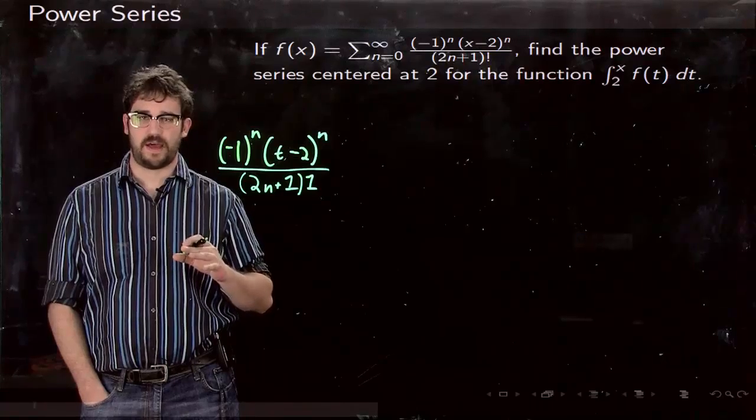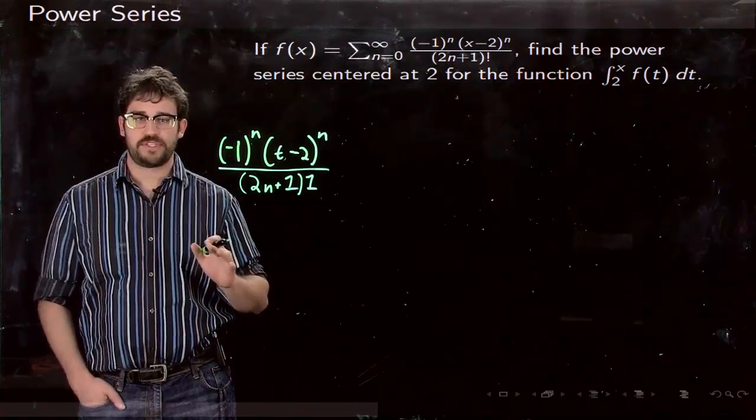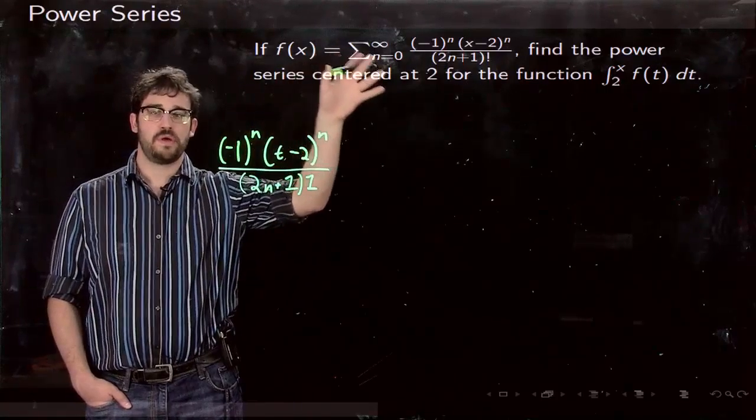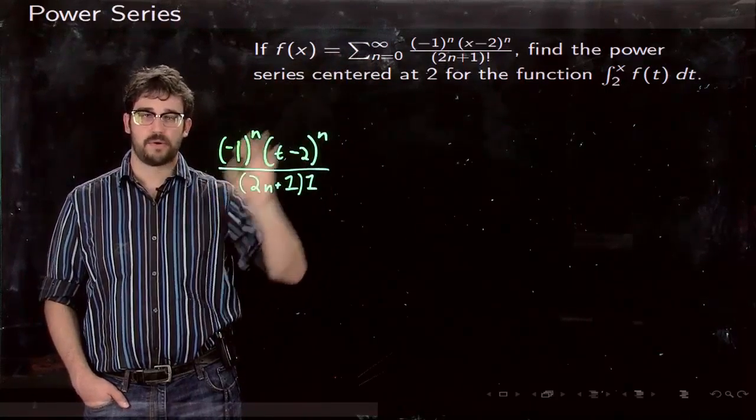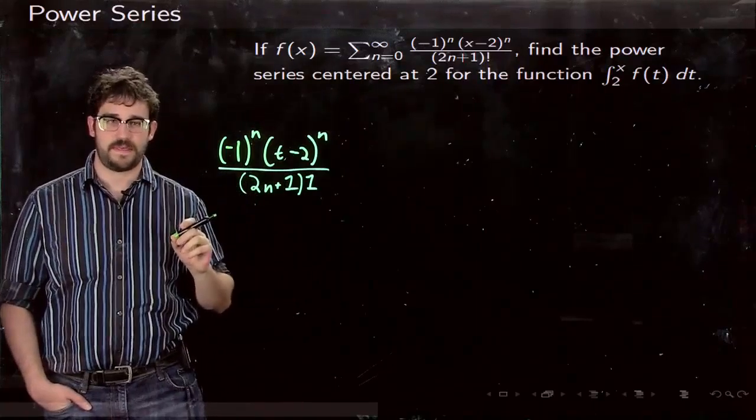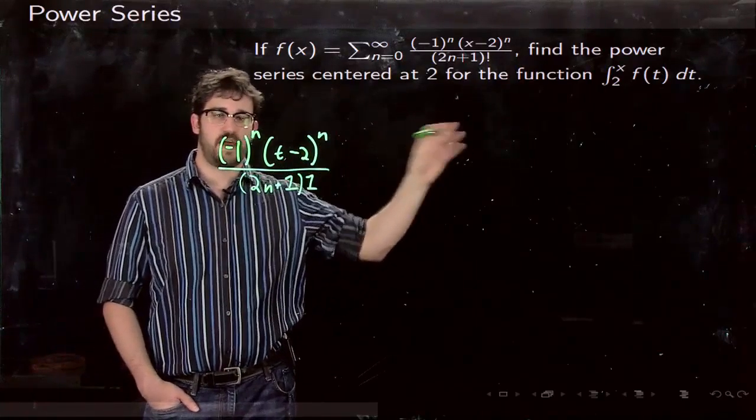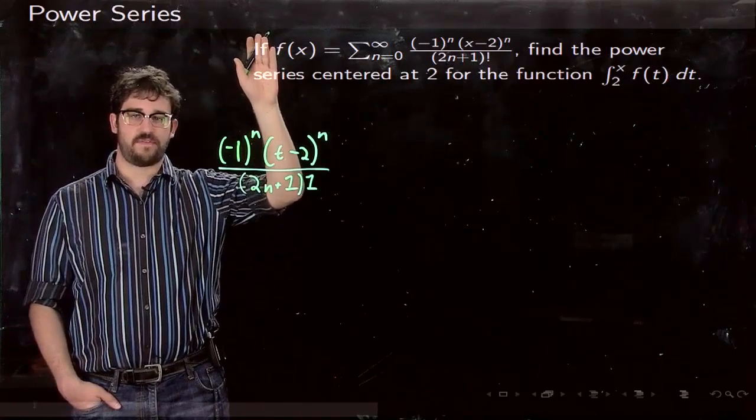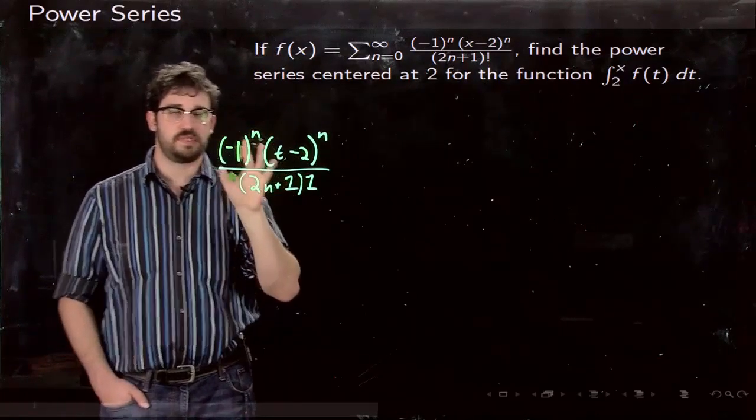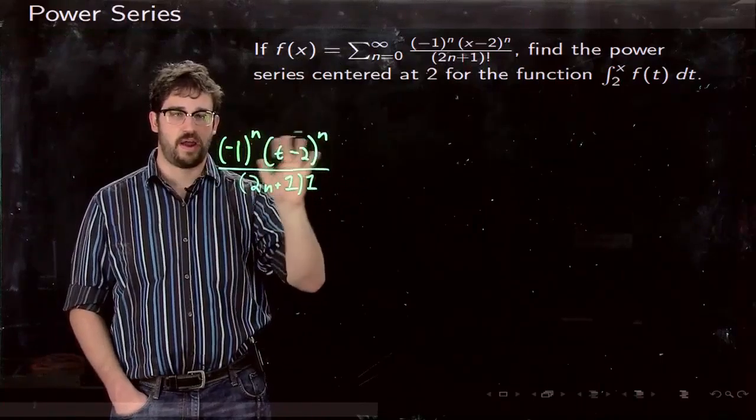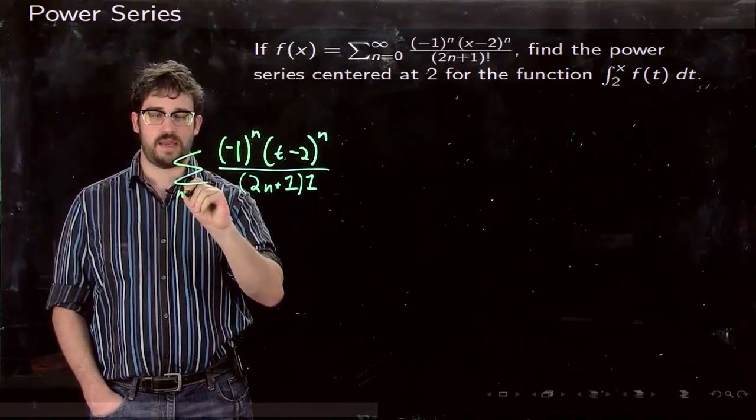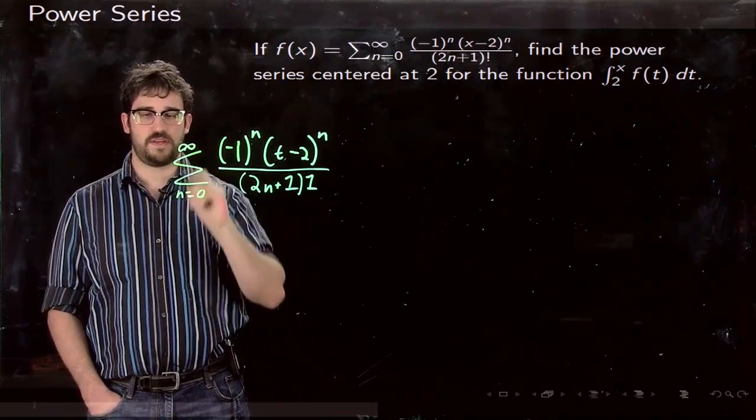What if we were asked to find the power series of a function centered at 2 if we knew that this function's power series was represented like this? And we were asked to find the integral from 2 to x. Well, first we have our f of x, so let's substitute t in for x so we have our f of t. Now, of course, we need the series here from n equals 0 to infinity.